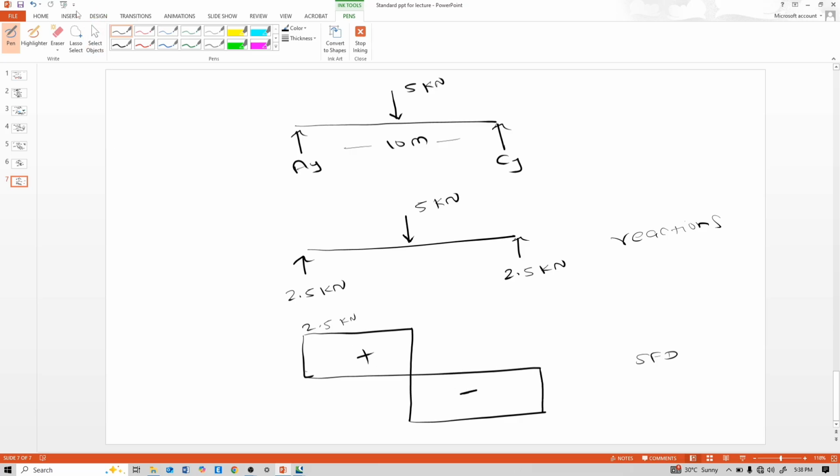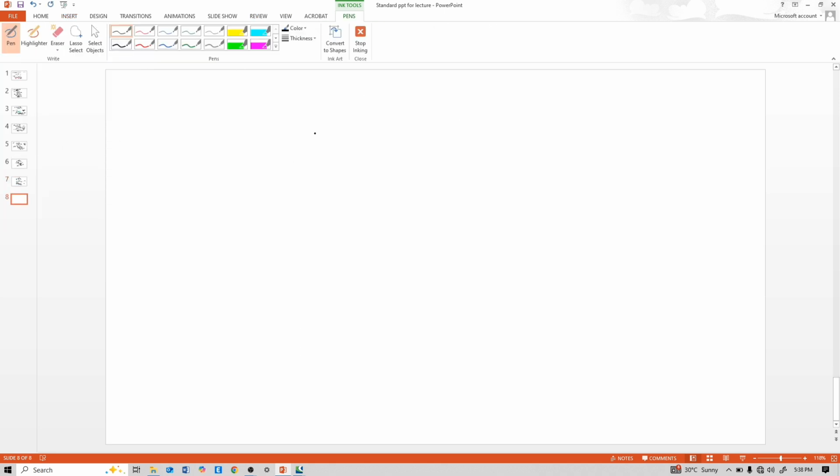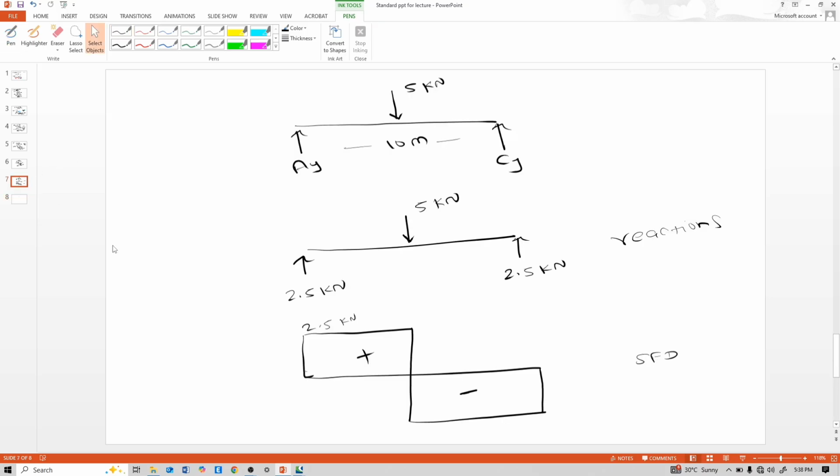And now for bending moment calculation, where there is shear force 0, see here shear force is 0, that means there bending moment is maximum.